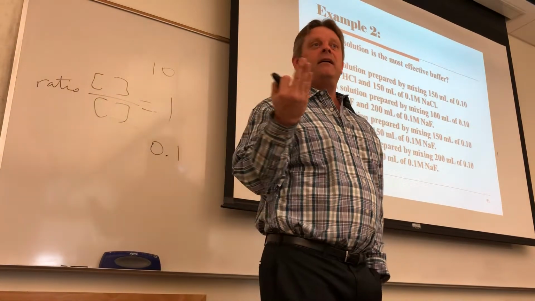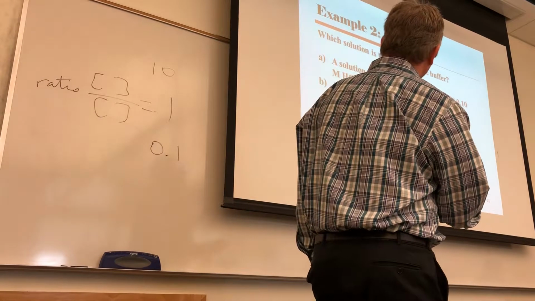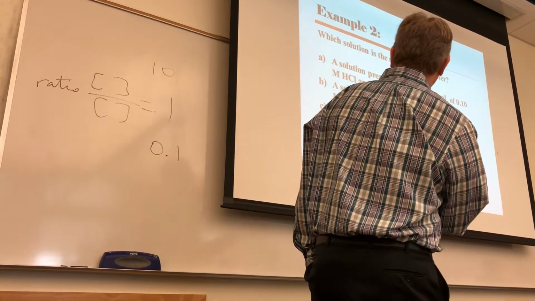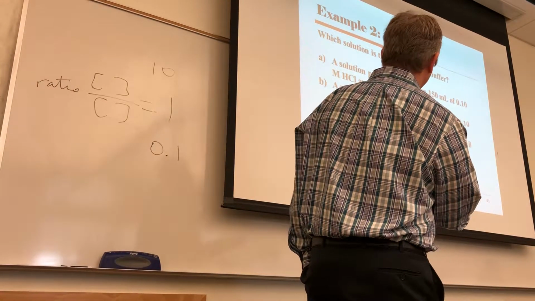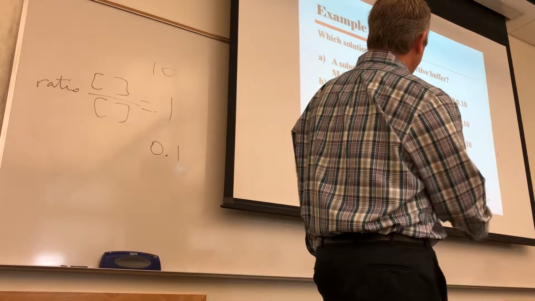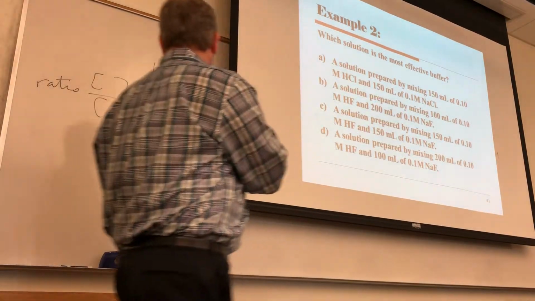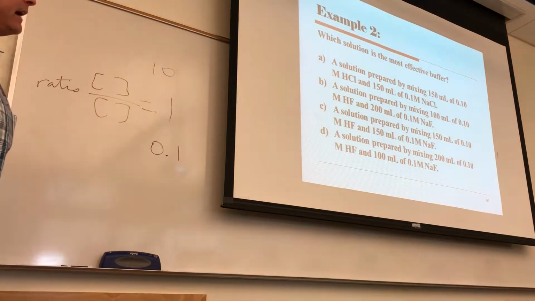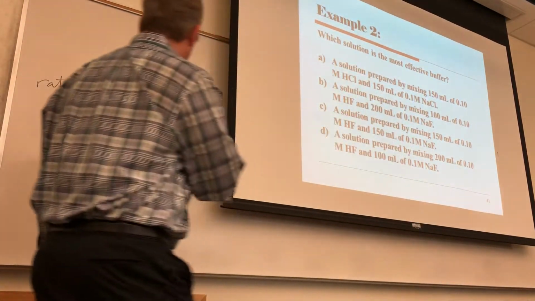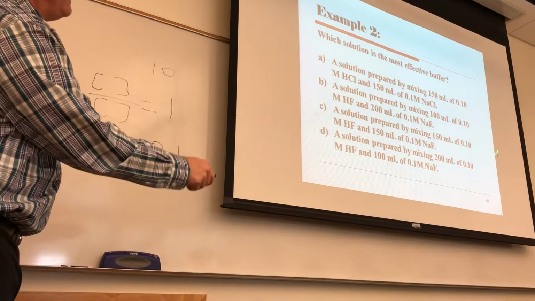Let's see what the others say. Here I have a solution prepared with 150 mL of a 0.1 and 150 mL of a 0.1 mole here. That's not bad, right? I'm going to have the same amounts of each, so I'm going to have something close to this ratio here. What do I have here too? So this is just the opposite way. So I'm going to have one here, one here, one here. I clearly want that. That is C.